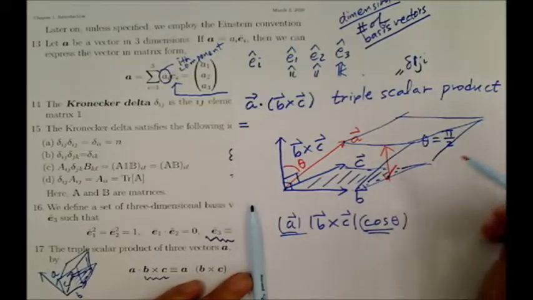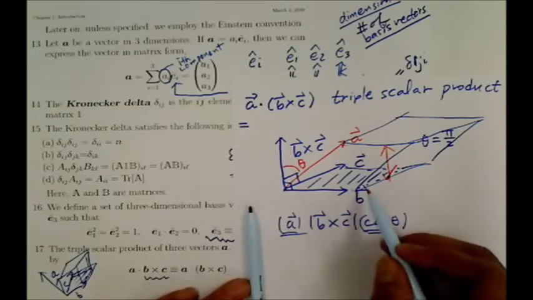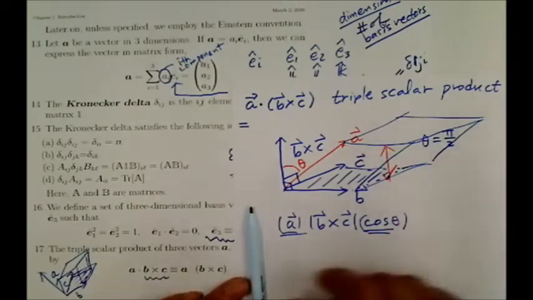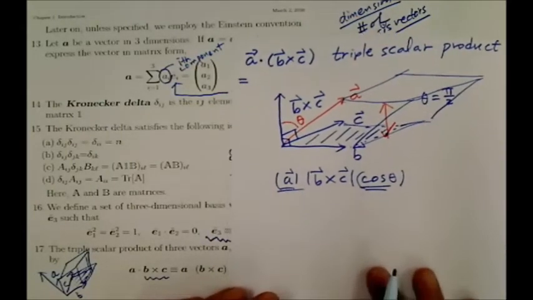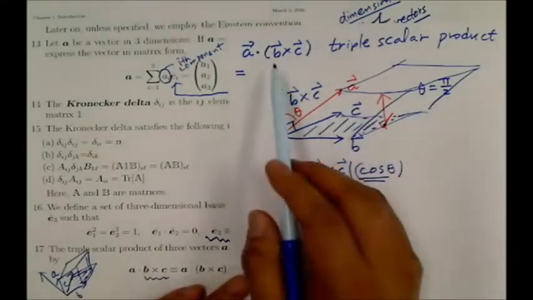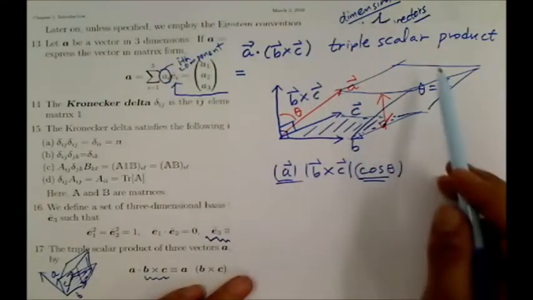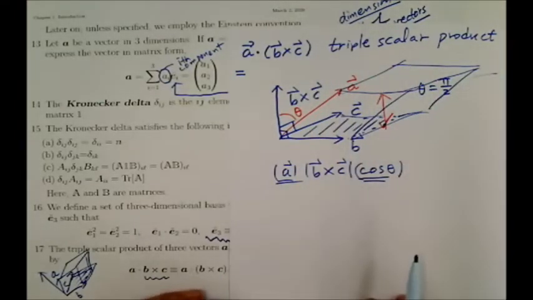That height is measured perpendicularly from the plane spanned by B and C. So, geometrically, the triple scalar product is the volume spanned by these three vectors. That volume is just a parallelepiped.